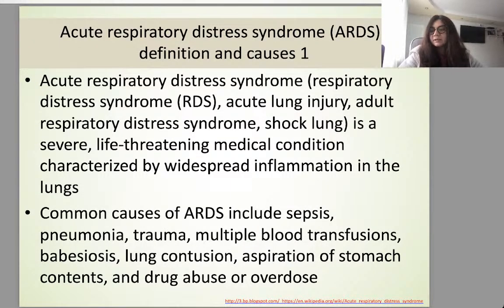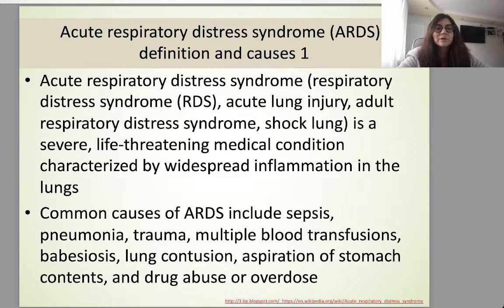And next syndrome, acute respiratory distress syndrome. Let's give the definition and discuss the causes of it. Acute respiratory distress syndrome, or respiratory distress syndrome, or acute lung injury, adult respiratory distress syndrome, or shock lung, are all synonyms. It is a severe, life-threatening medical condition characterized by widespread inflammation in the lungs.